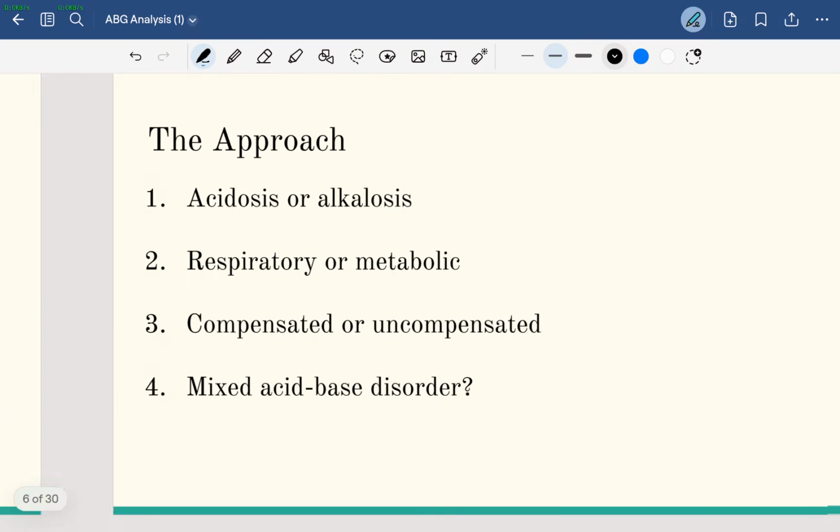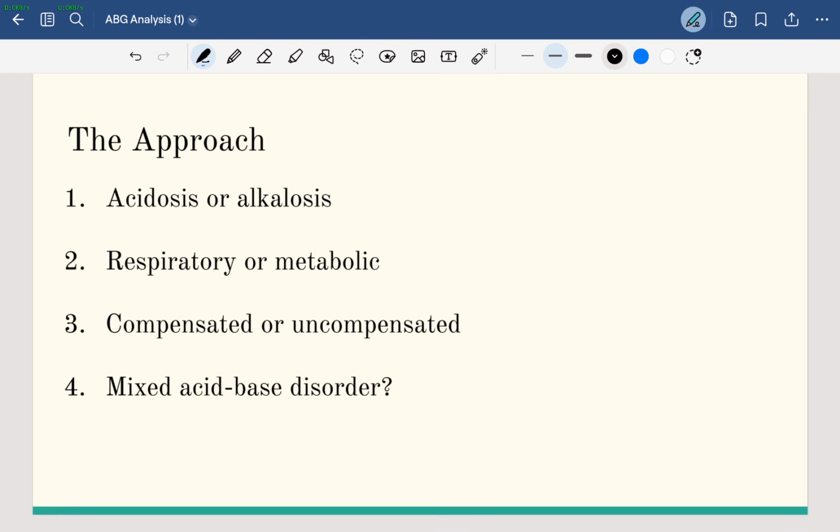Okay, that being said, let's just see the basic approach when you see an ABG question. So obviously the first value you'll be looking at is pH, and that tells you whether there's acidosis, which is less than 7.35, or alkalosis, which is more than 7.45.